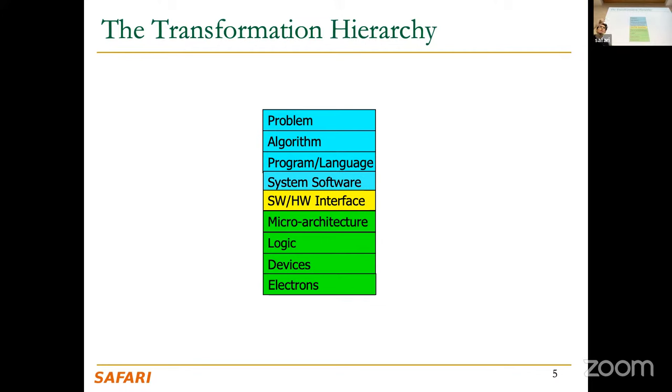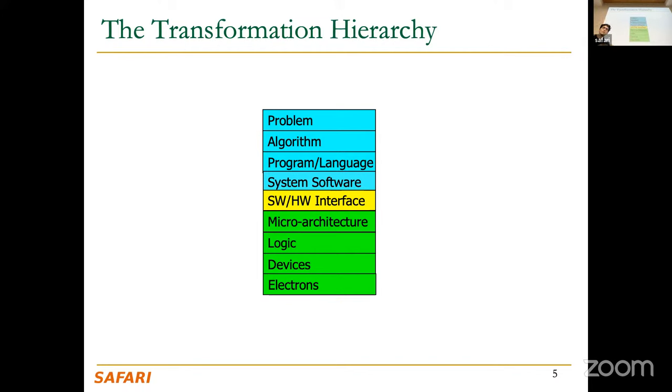Now you can write your algorithm on paper, right? You can take some notes: I'm going to do this, this, this, and that. But then you need to translate that to a language that is understood by the computer. And that's why we need programming languages, and we need our programs. Those programs are given to the system software for their execution.